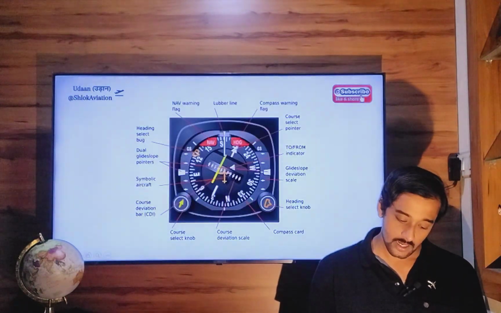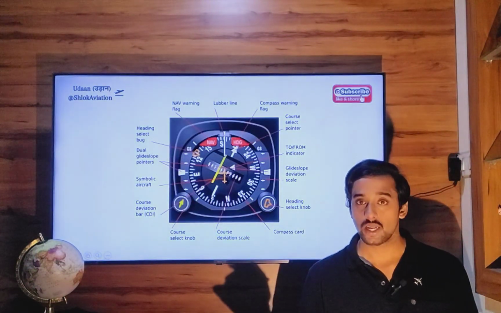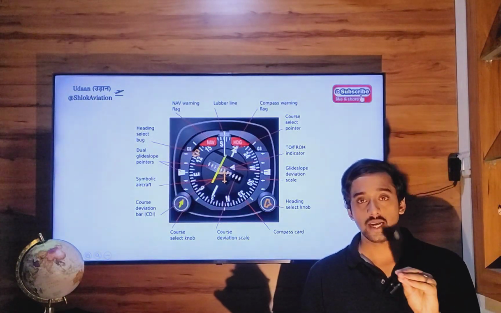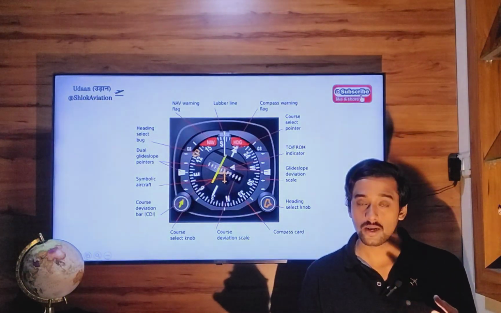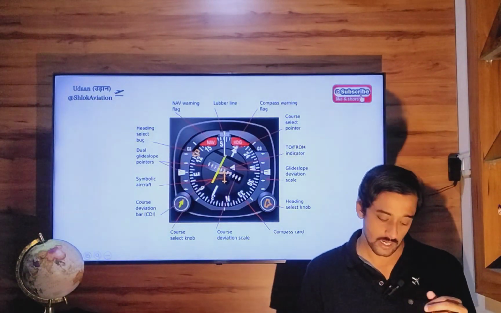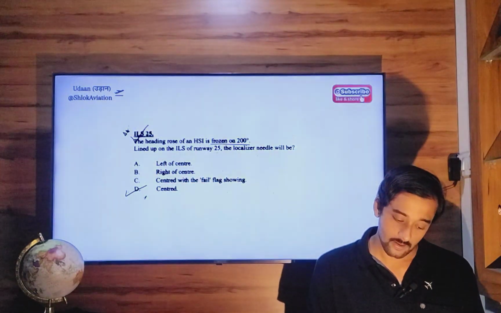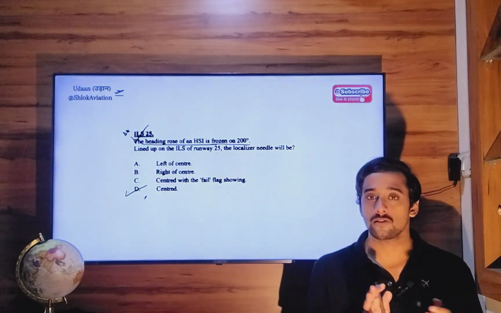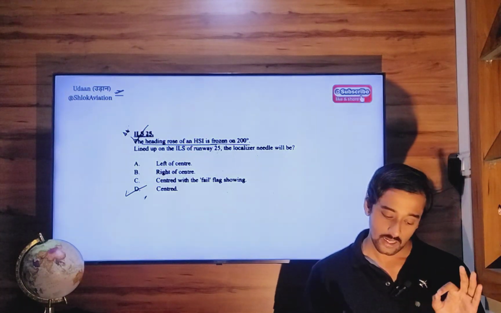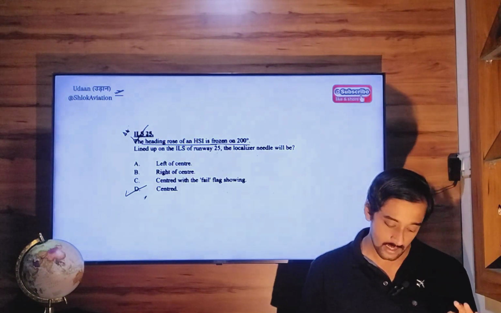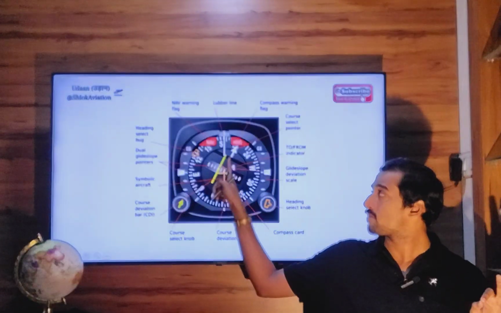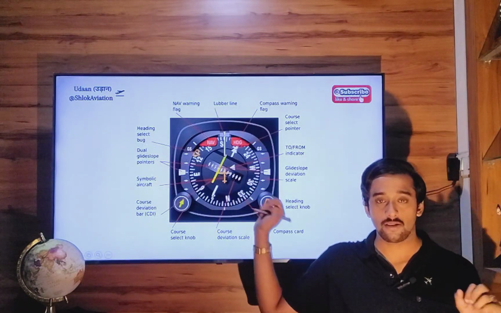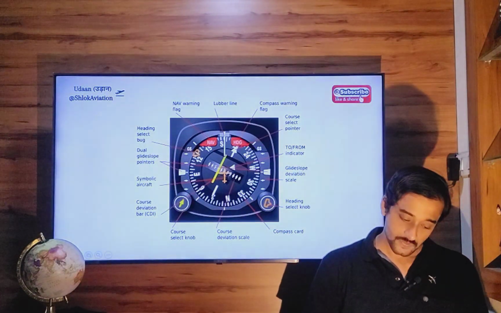Okay, so remember, this is your horizontal situation indicator. Now the localizer indications are independent of your horizontal situation indicator heading. Okay, they are independent of the heading. So that's why when you are lined up with the runway for takeoff, the localizer needle, the CDI needle, this CDI needle will remain in the center. It will align with the center.